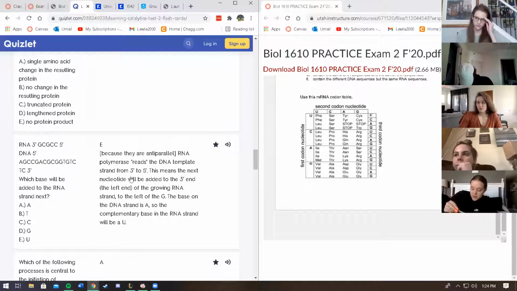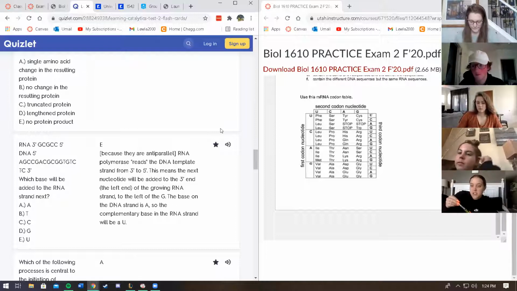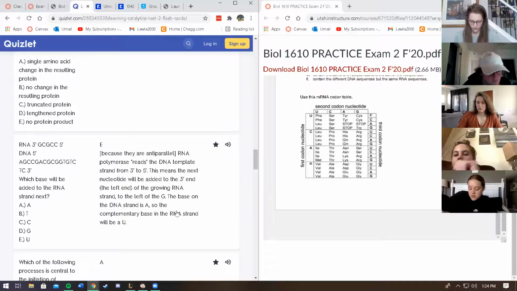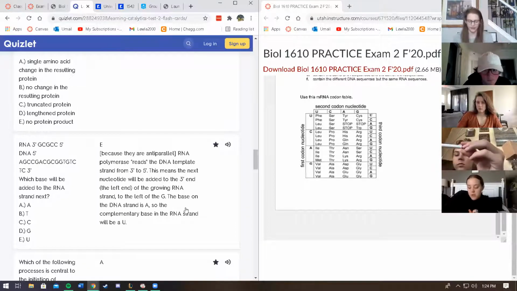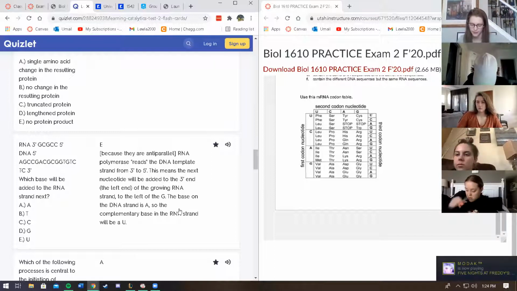So what did we decide? A is AAA, and then B is UAG, and then C is UGG. Is that what it was? Yeah, and then the mutations: A is a silent mutation, B is a nonsense mutation, and C is the missense mutation. Okay.